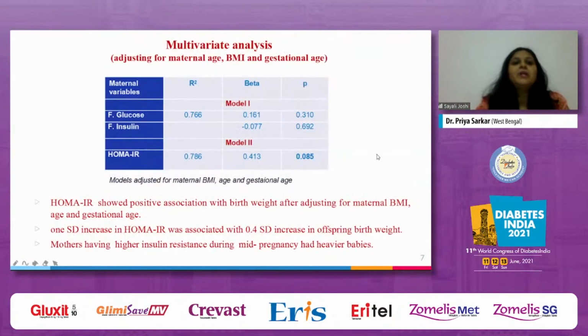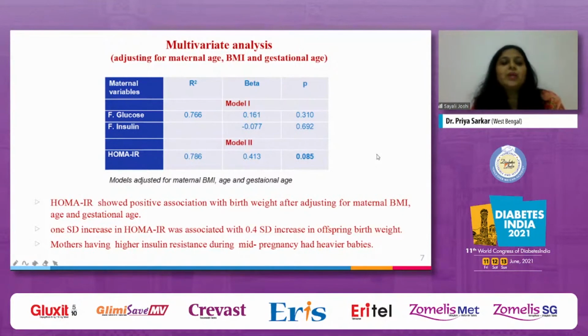Next, we performed a multivariate linear regression adjusting for confounders. In model 1, we included glucose and insulin as independent factors and made adjustment for maternal BMI, age, and gestational age. Glucose and insulin in this model did not show any significant association with birth weight.